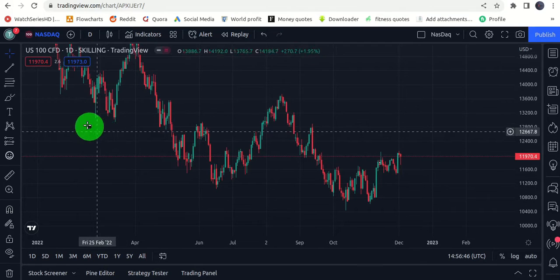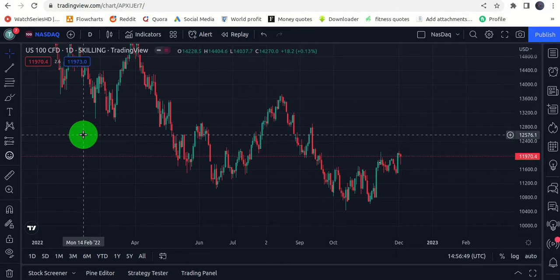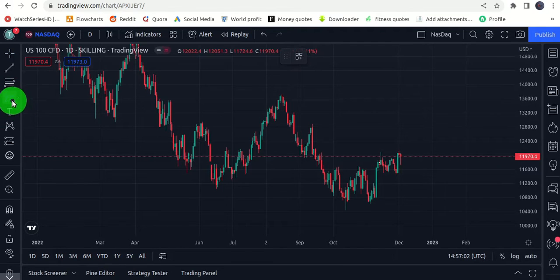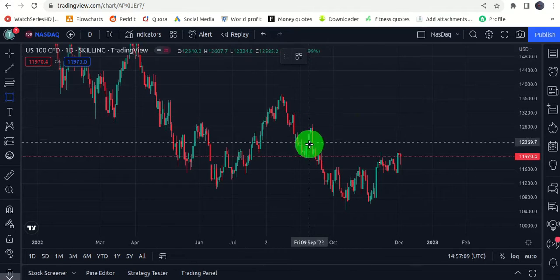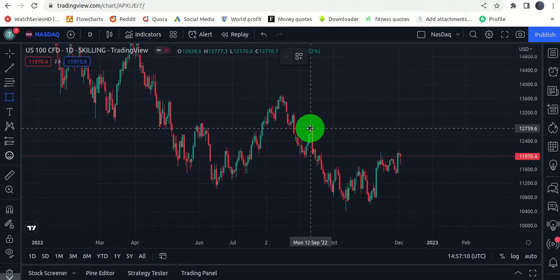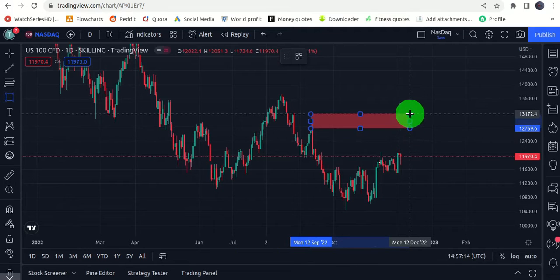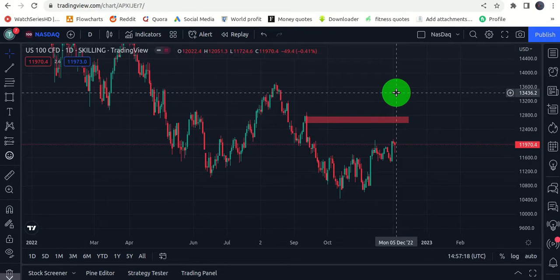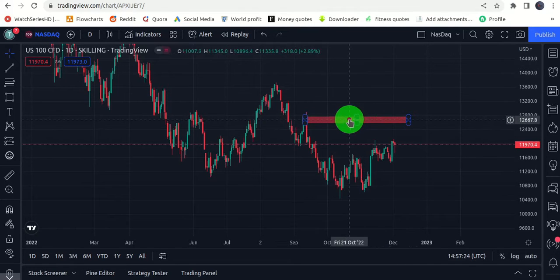So let's just get right into how to draw order blocks, and then we'll get to the meat of how you can use the order blocks for SMC, smart money concept, or ICT, whatever you want to call it. Just like I mentioned, I draw my order blocks from the engulfing candles. I look for an engulfing candle, and the candle before the engulfing candle, that's where I draw my order block.